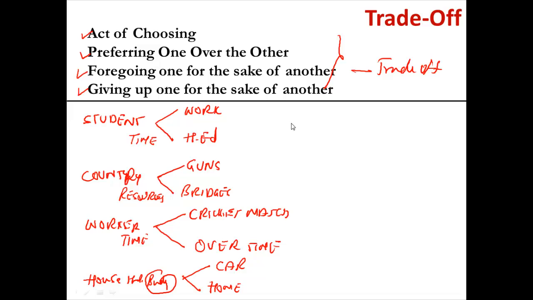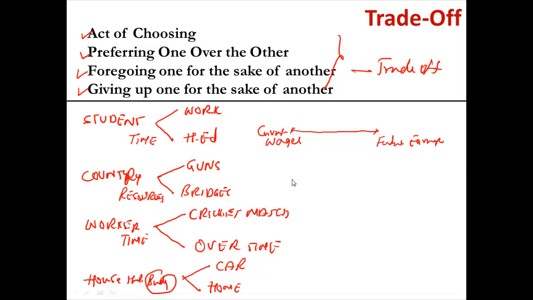Let us say in the case of a student, the actual trade-off is between the wages he earns from the work and the future earning that he can get because of higher education. So the trade-off is between current wages and future earnings. If he prefers current wages, then he forgoes future earning. If he prefers future earning, then he forgoes current wages.